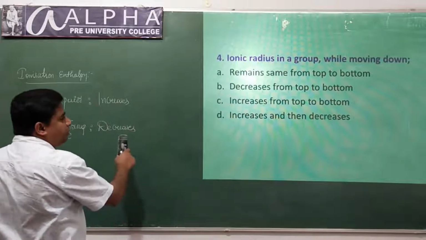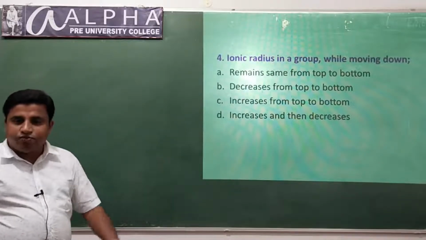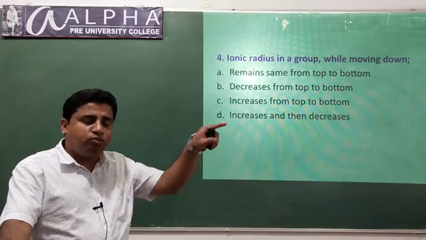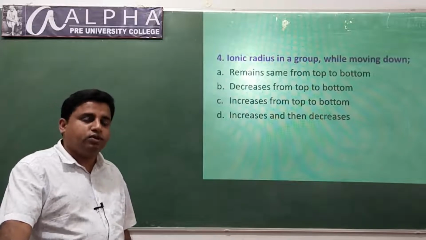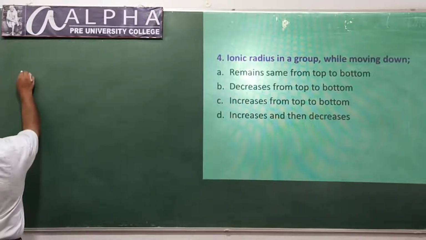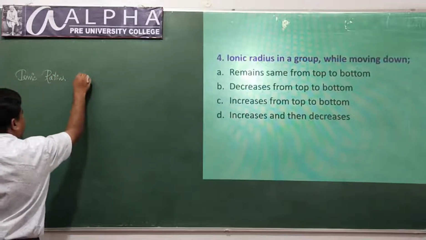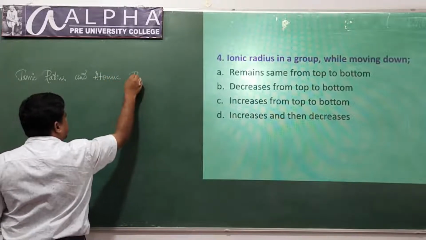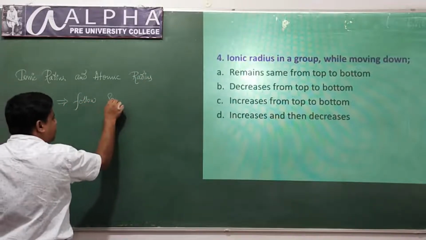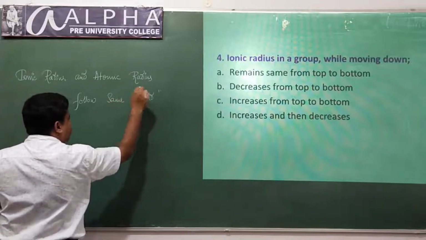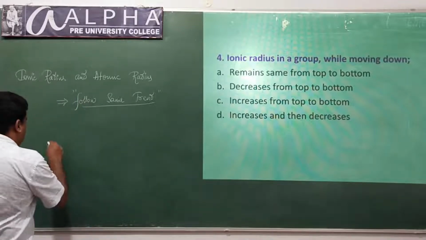Ionic radius in a group while moving down. Will the ionic radius remain same from top to bottom, or decrease from top to bottom, or increase from top to bottom, or increase and then decrease? See, you have one thing you should understand. Ionic radius and atomic radius follow the same trend in the variation along the period and down the group. So how do they vary along the period?